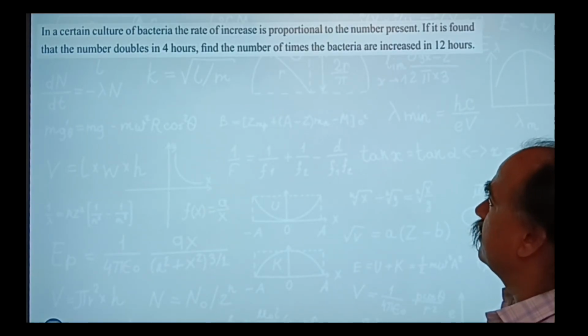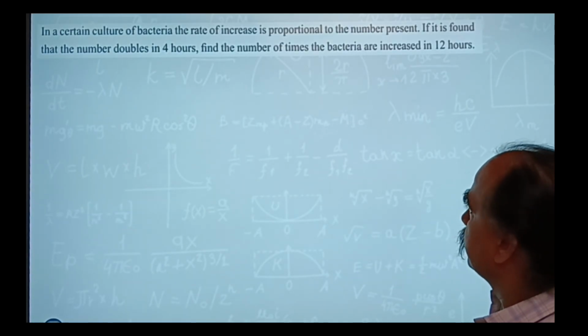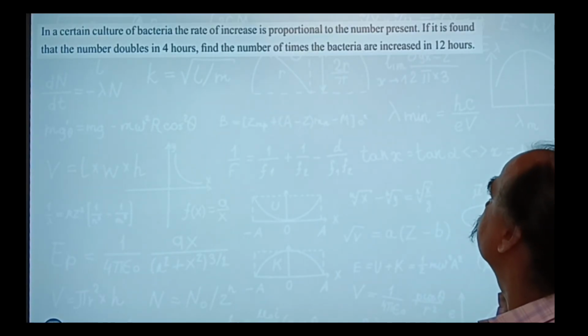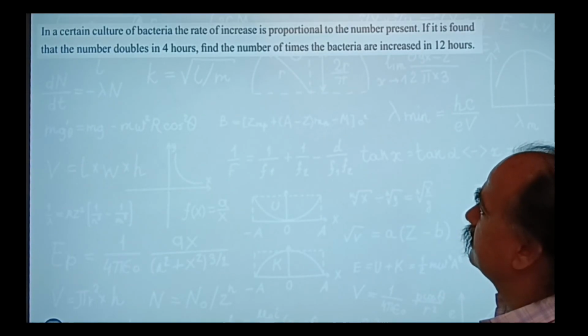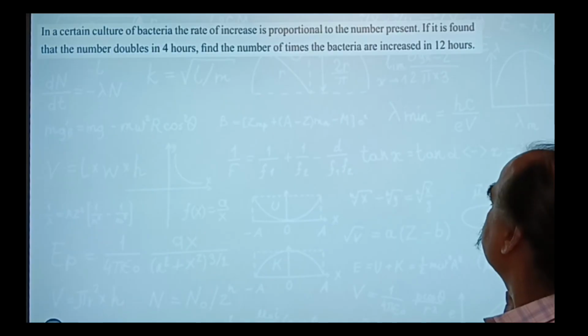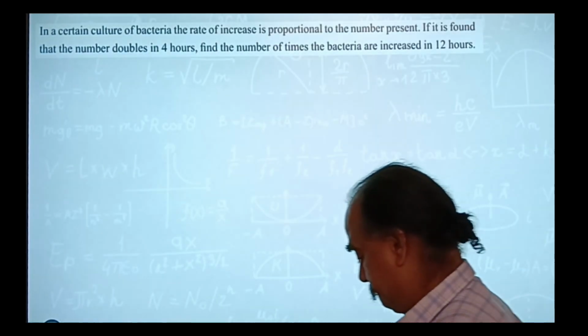In a certain culture of bacteria, the rate of increase is proportional to the number present. If it is found that the number doubles in 4 hours, find the number of times the bacteria are increased in 12 hours.